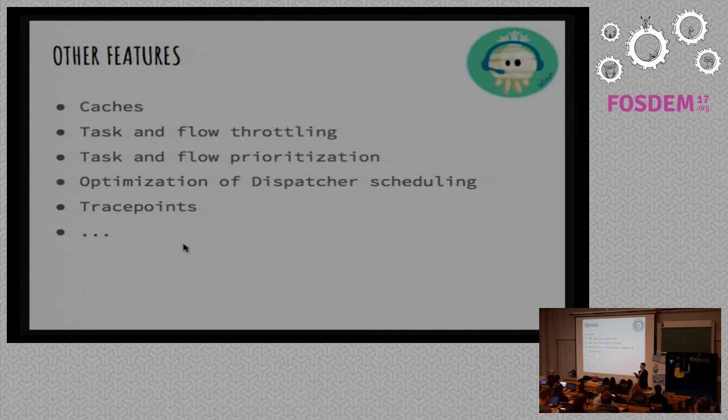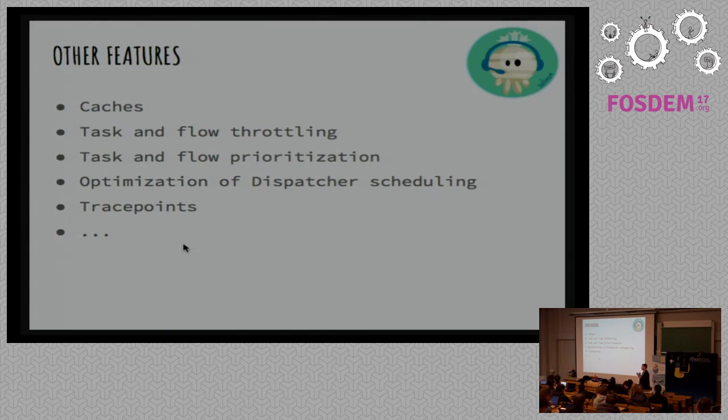Selinon allows you to do that. You can also do task prioritization, like, I put a lot of workers that listen on some queue, and this way you can prioritize tasks. There's also a way to optimize dispatcher scheduling, so you can schedule the dispatcher, for example, once after 2 seconds, or you can do it after 5 minutes.